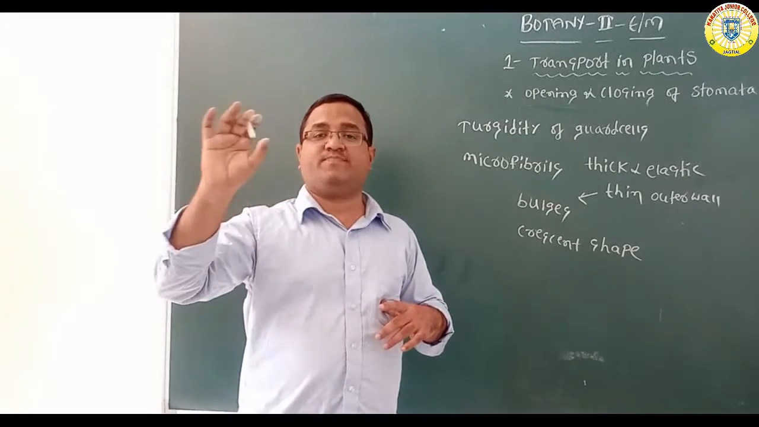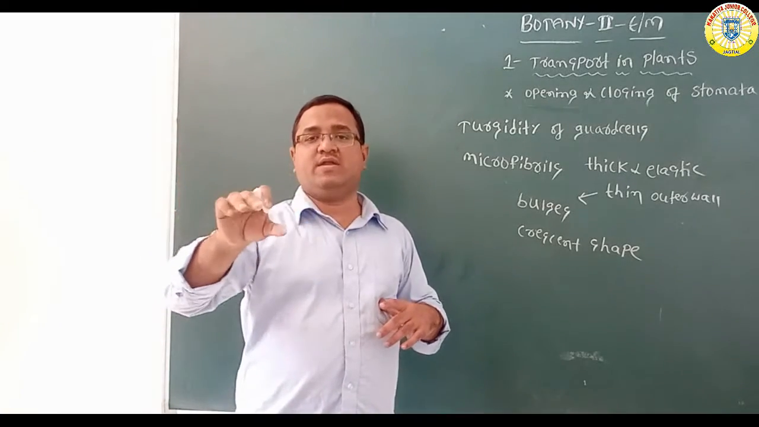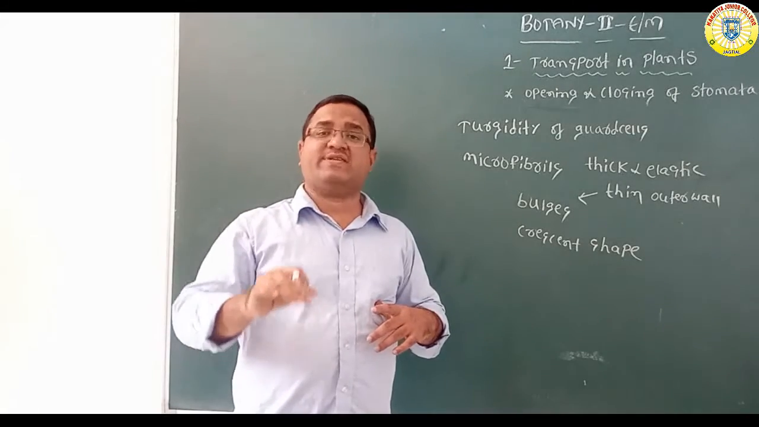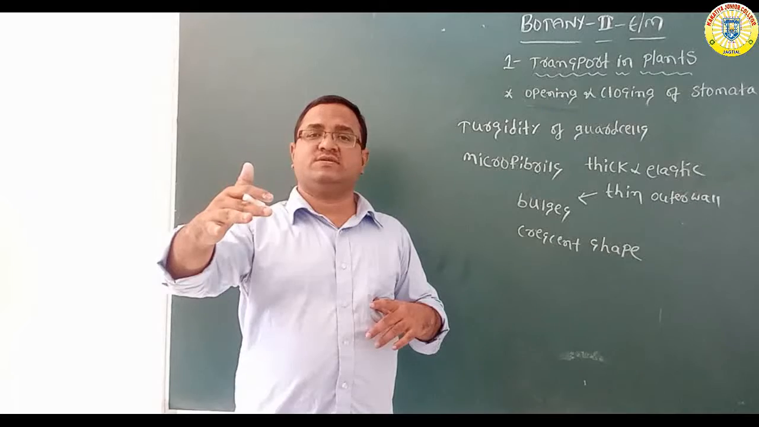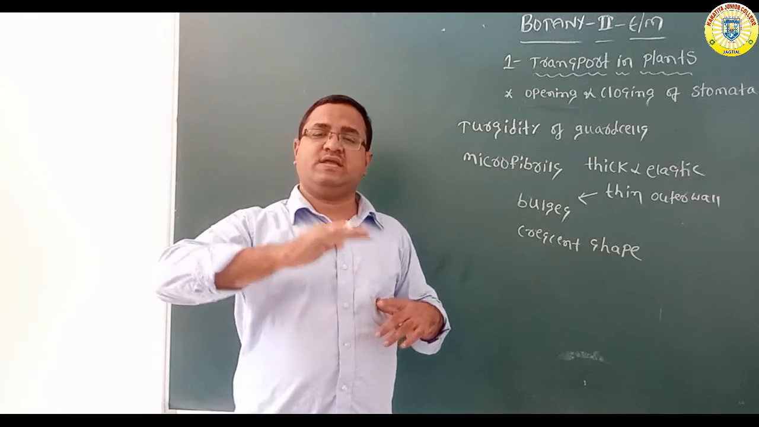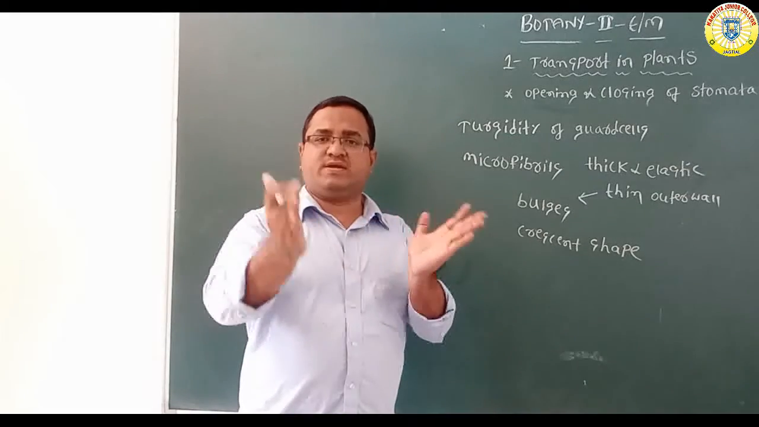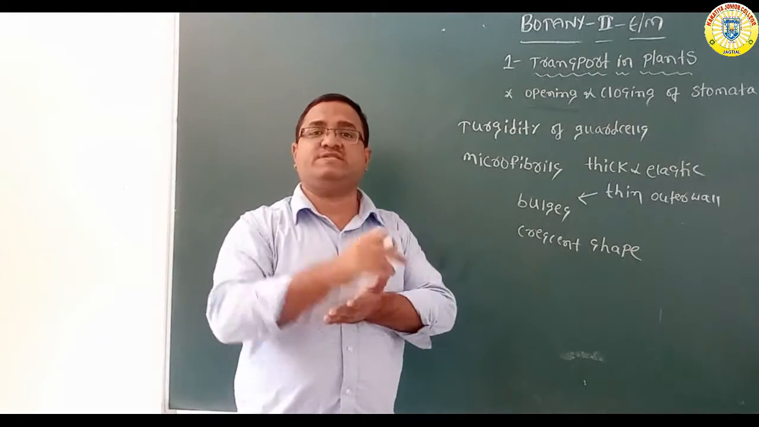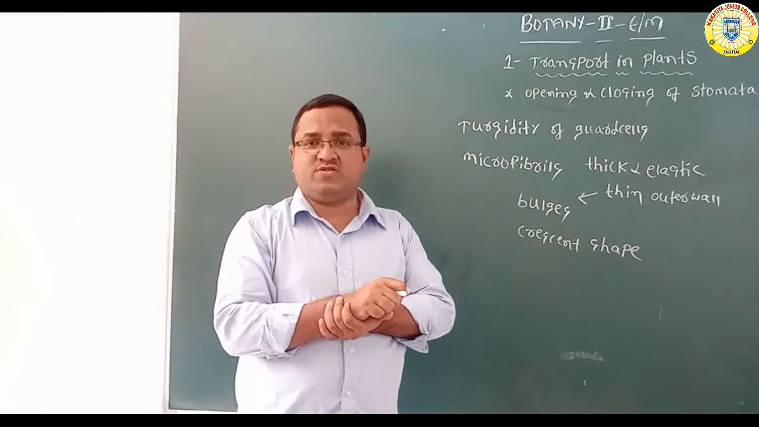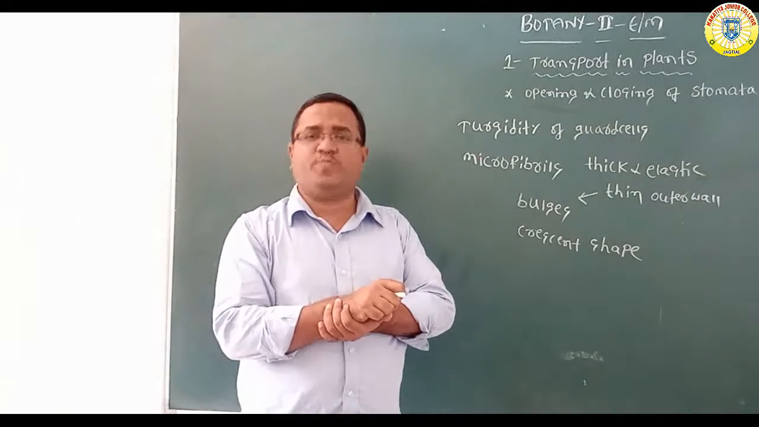The guard cell is made up of an outer wall and an inner wall. The outer wall is very thin, and the inner wall is very thick and elastic. Whenever water enters into the guard cells, the outer wall bulges and the inner wall changes into a crescent shape, which means half moon shape. In this situation, when water enters the guard cells, the stomata are open.